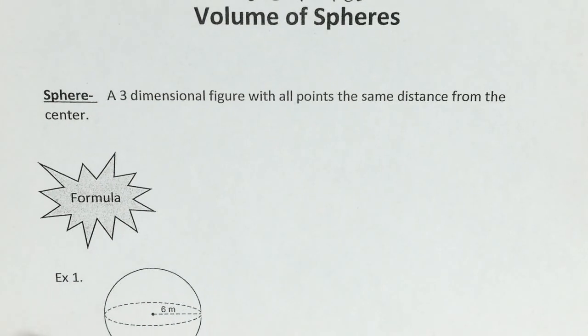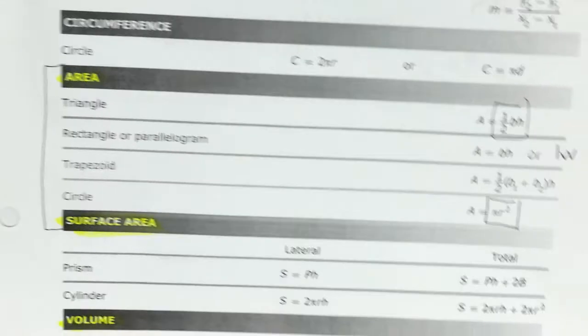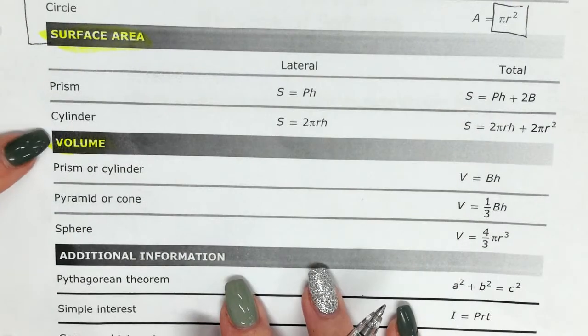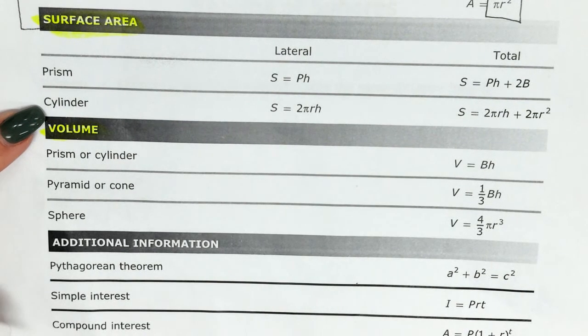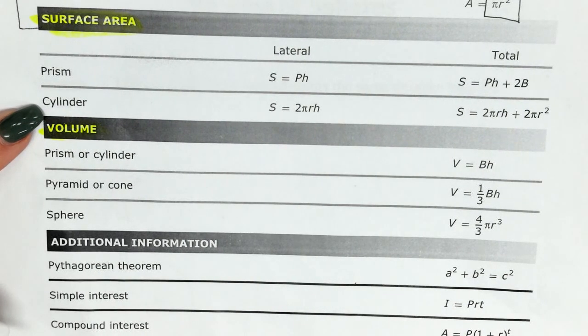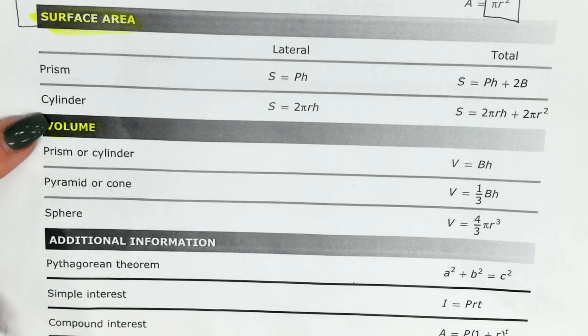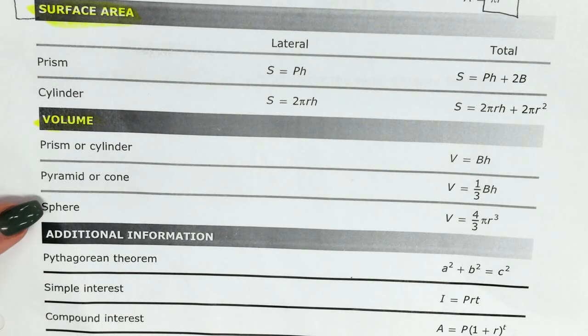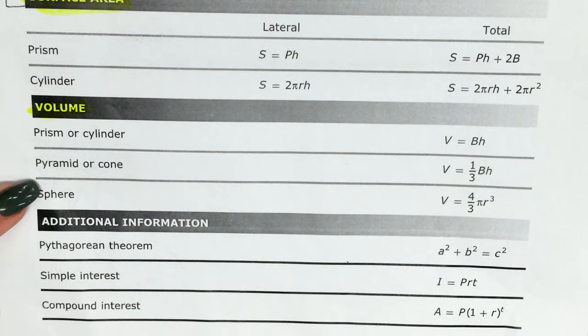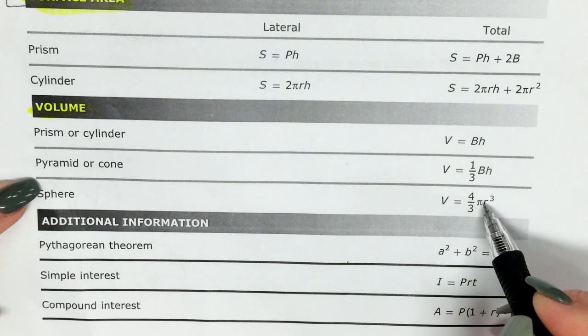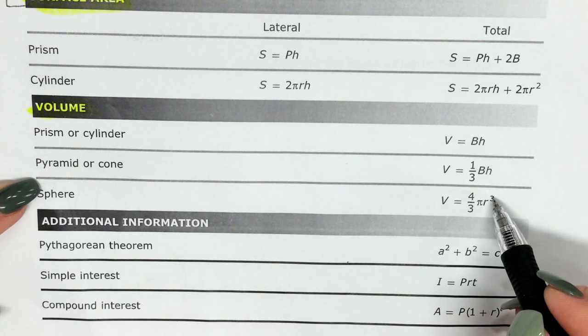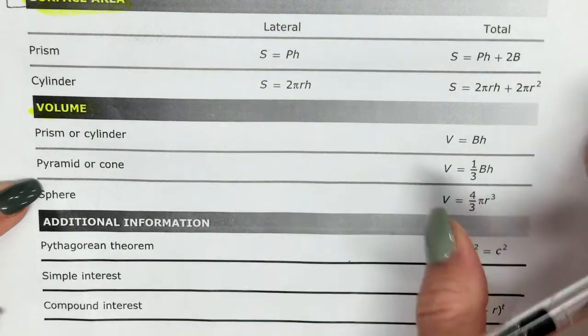Now, I want you to go to your STAR chart and find volume. Everybody go to your STAR chart. Everybody's sitting up. I'm waiting for people to sit up. Find volume and find the word sphere. Does everybody see it? Here is your formula: 4 over 3 pi r to the third power. 4 over 3, so that's what we're going to write right here for formula.